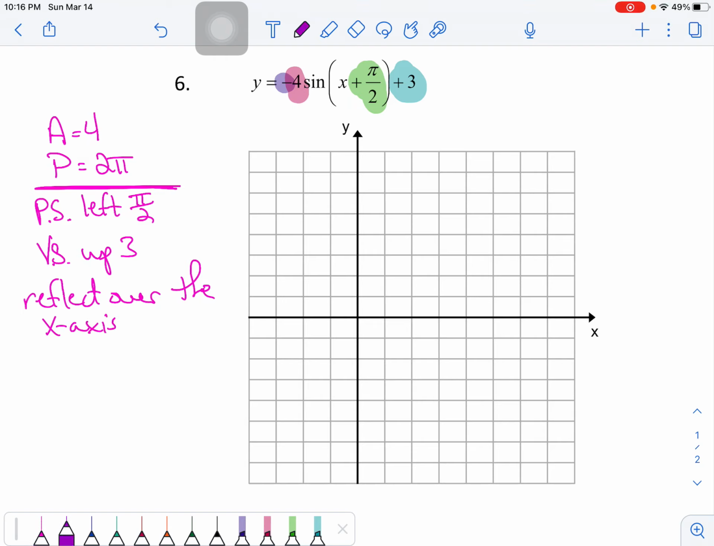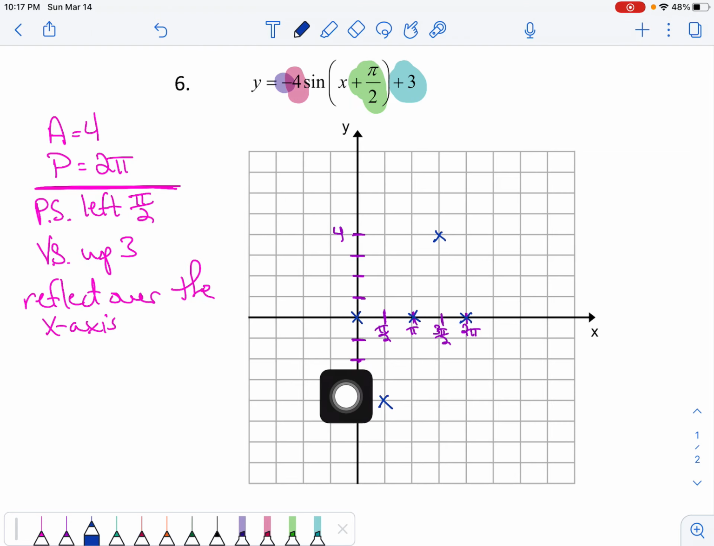Okay, let's start by labeling the x-axis here. So 1, 2, 3, 4: pi over 2, pi, 3 pi over 2, and 2 pi. Label the y-axis 1, 2, 3, and 4, and 1, 2, 3, negative 4. Okay. So I'm going to do the original sine curve with the amplitude of 4, period of 2 pi, and a reflection over the x-axis. So that's going to start at 0. Reflection over the x-axis is going to move it down to the minimum, back to the midline, up to the maximum, back to the midline.